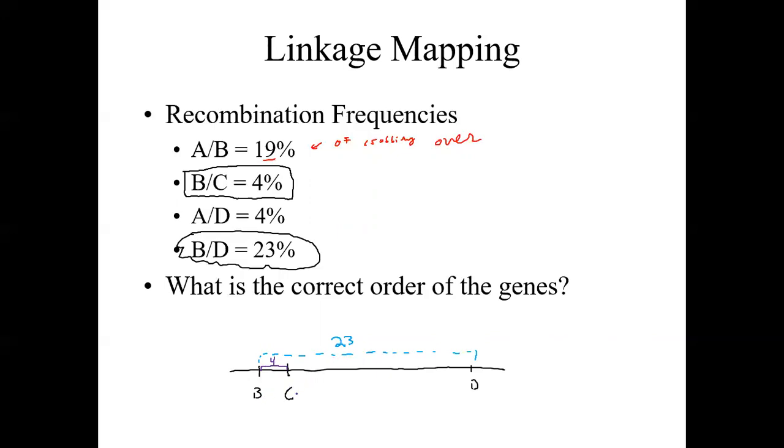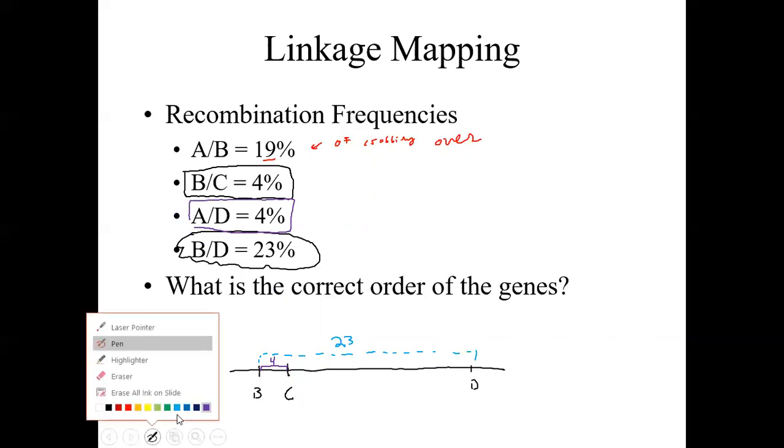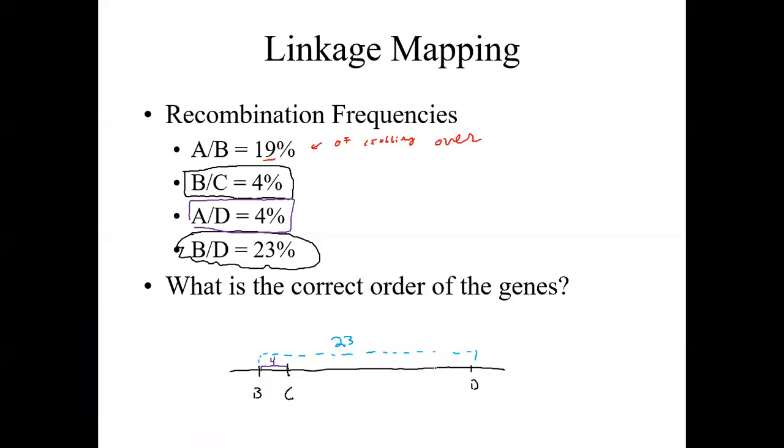So let's kind of figure this one out. Well, if this is 23 map units apart and I have 4 map units accounted for here, do I have any data about C and D? I don't. Okay, I do not. But do I have any data about A and D? Yes, I do. So that's 4%. Now, let's figure this one out now. I'll put A right here. And it tells me that A and D are really close to each other because they're only 4% apart, or 4 map units apart. So I'm going to put that here.